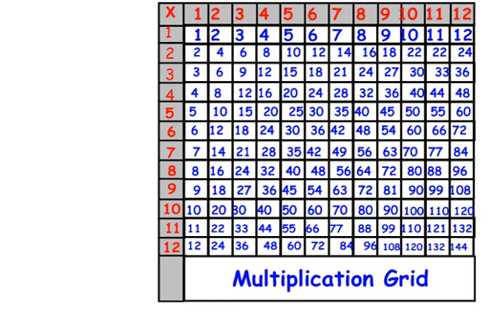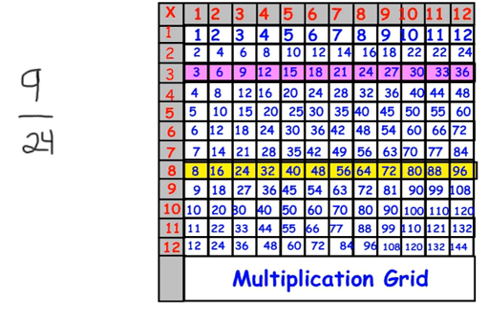Let's try another one. Let's try one that's a little more spread out. Let's try 9/24. Now, I know that's kind of a high fraction, but it is possible to find equivalent fractions with high denominators using a multiplication grid without cross multiplying. So now I'm going to highlight the numerator in pink and the denominator in yellow. Okay, you'll see that this time the pink and the yellow are separated. They're farther apart than the first example. But still, again, I have 9 as the numerator and 24 as the denominator.